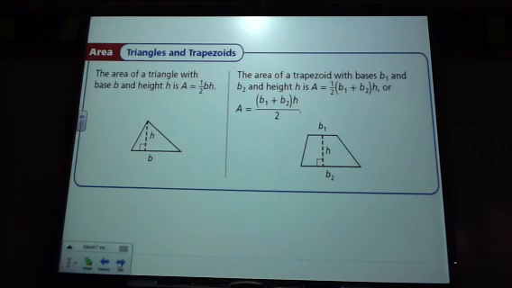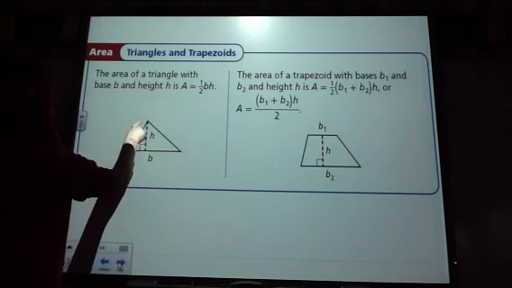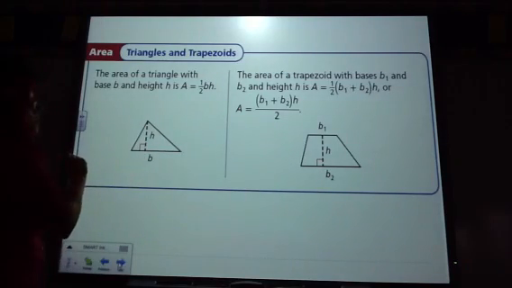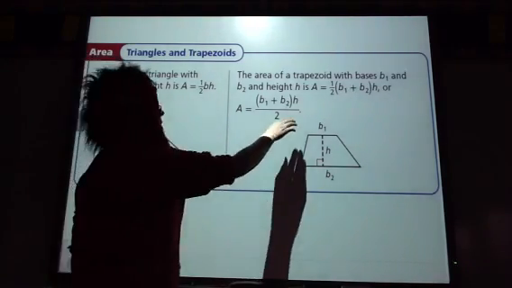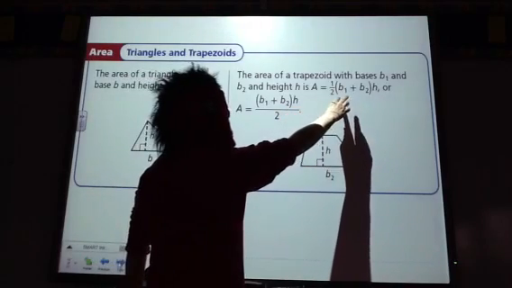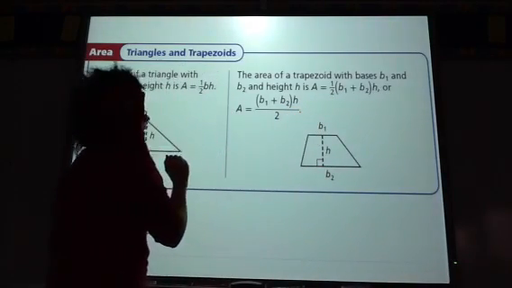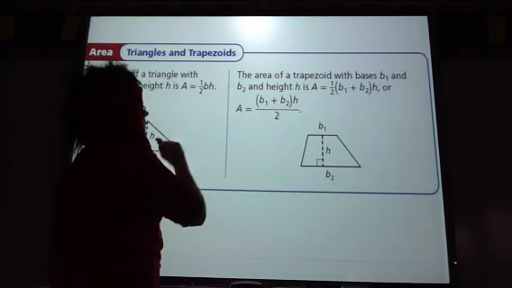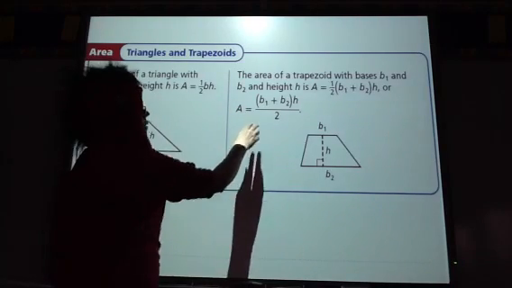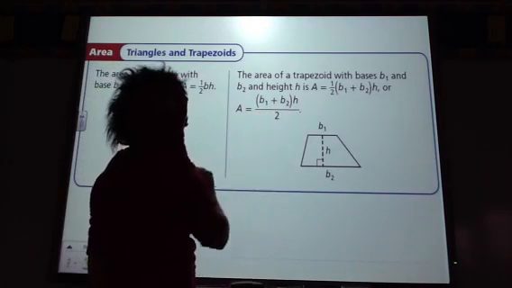Okay, now we're going to be dealing with triangles and trapezoids. The area formula for a triangle is half of your base times your height. And for a trapezoid, you're used to seeing half of your height multiplied by the sum of your 2 bases. Or you can do it as the sum of your 2 bases, order of operations: you add first, multiply by your height, and then divide by 2.